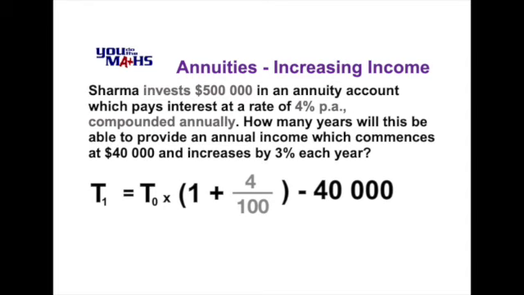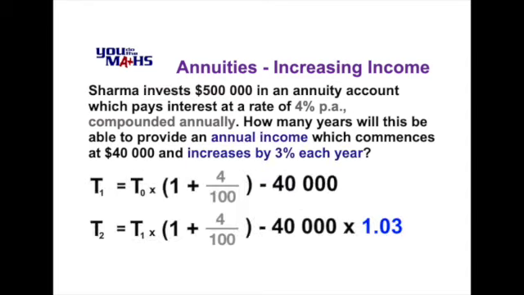At the end of the next year, which will be T2, it's the same idea. That's T1 multiplied by 1, so we get the same amount back, plus a little bit extra, which is 4% or 4 over 100. Now when we take away our $40,000, we're going to increase that by 3%. So we write that as 1.03. So we can see that final figure on the very right hand side of our rule is going to be changing all the time. We're going to be multiplying by 1.03 each year. So how do we express that in a form that we can put into a calculator which is going to be consistent year after year?